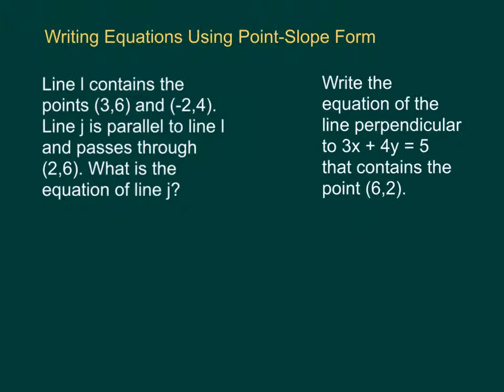So here are two different types of practice problems. Line L contains the points (3, 6) and (-2, 4). Line J is parallel to line L and passes through (2, 6).